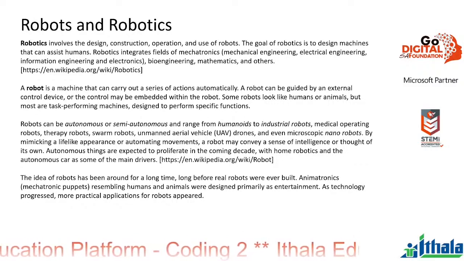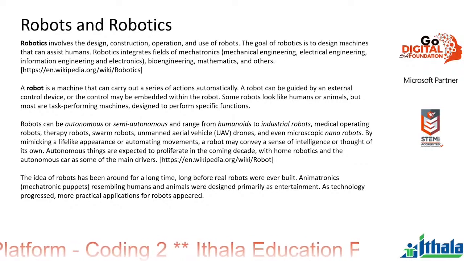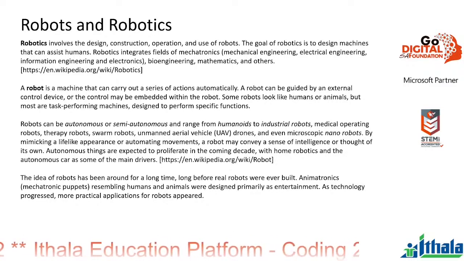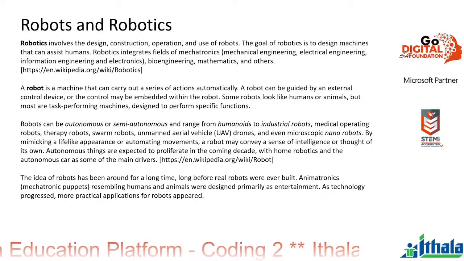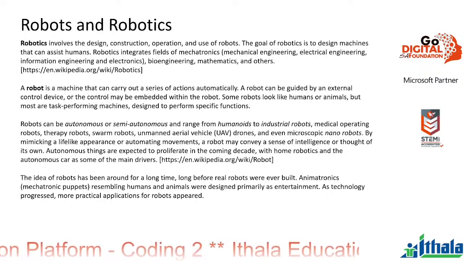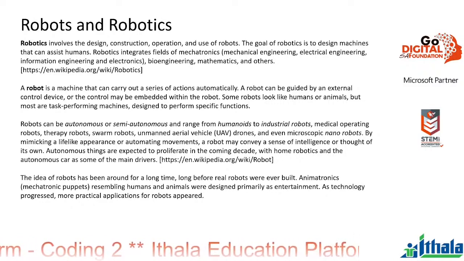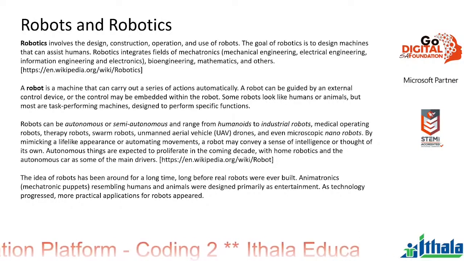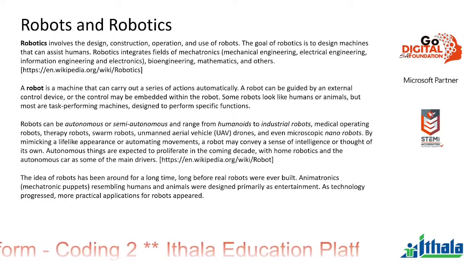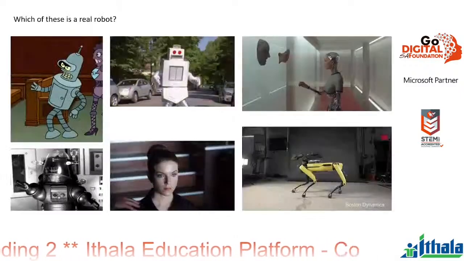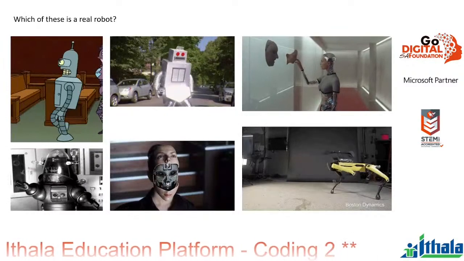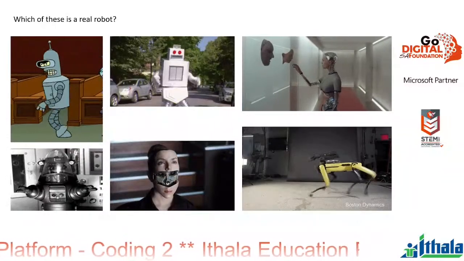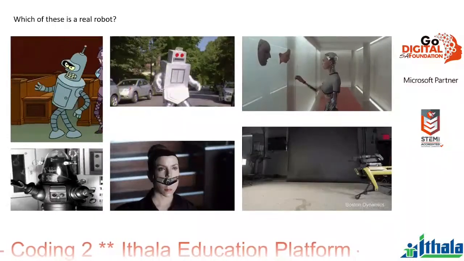The idea of robots has been around for a long time, long before real robots were ever built. Animatronics, which is mechatronic puppets, resembling humans and animals, were designed primarily as entertainment. As technology progressed, more practical applications for robots appeared. Okay, so long before real robots existed, they were imagined and used for entertainment.